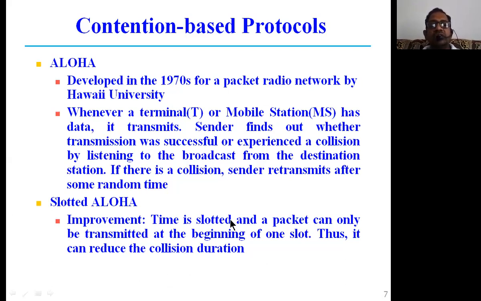It is something like sampling: the more the number of samples, the better the signal at the receiver side. In digital communication systems, we normally have the sampling concept. Similarly, here the data is chopped based on time slots, and a packet can only be transmitted at the beginning of one slot. At the beginning of each and every slot, the packet is transmitted.